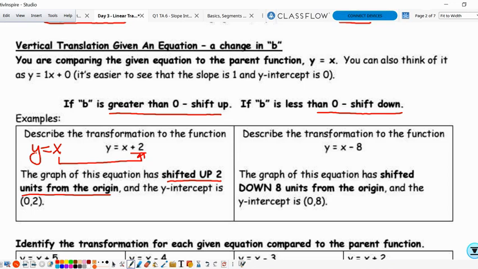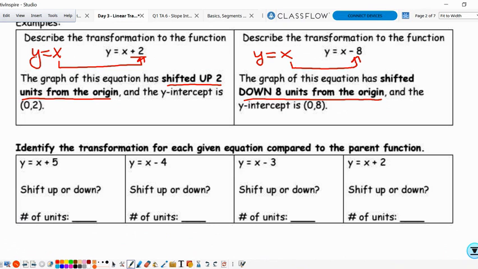When we describe the transformation to the function y equals x minus 8, compare it to your parent function. What's different? We subtracted 8. That's going to be a shift down 8 units from the origin. You have some examples here. Identify the transformation for each given equation and compare it to the parent function. Take a moment to pause the video and try that.